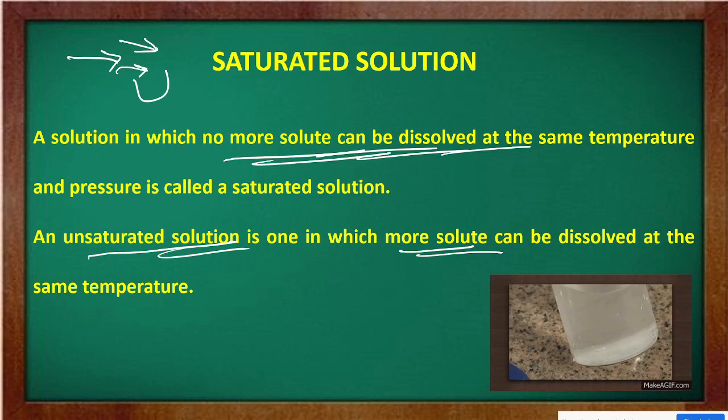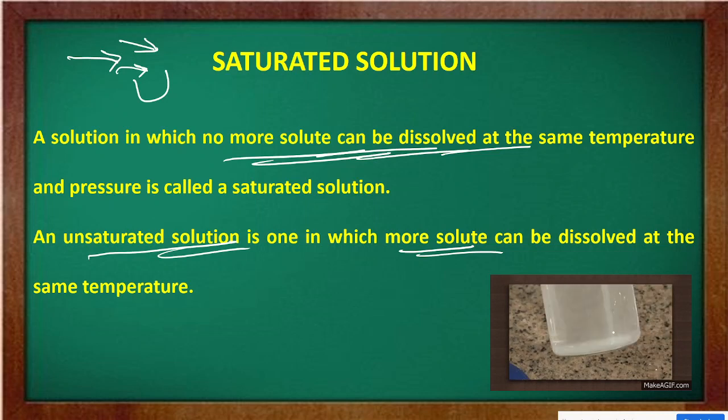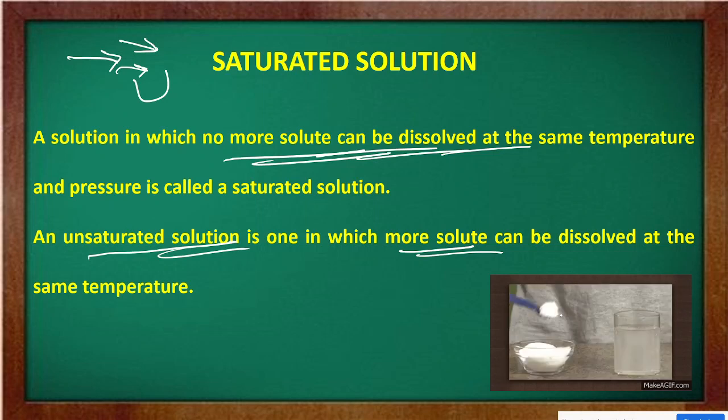Just as in this GIF, if it is visible to you, you can see that the salt solution was kept here, to which more salt is being added. Now when the capacity reaches the maximum, it cannot dissolve more, so what will happen? The salt particles will just settle down at the bottom of the flask in this way. So this is known as your saturated solution, and when it can dissolve more solute, then that is known as your unsaturated solution.